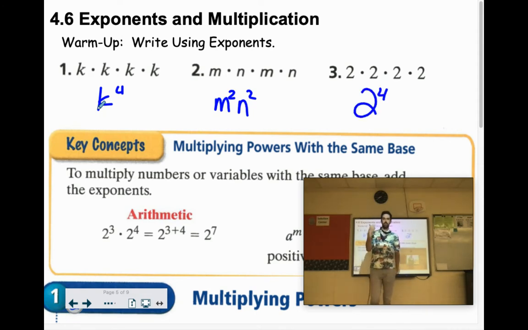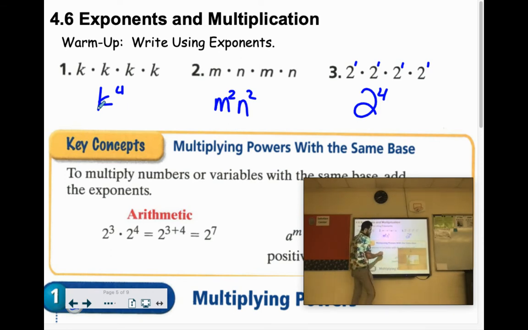So the exponent rule we're going to learn today is multiplication. If you are multiplying with the same base, like here we did, they're all 2's, the rule is when you multiply, you add the exponents. So this would be 2 to the first, 2 to the first, 2 to the first, 2 to the first. 1 plus 1 plus 1 plus 1 is 4.